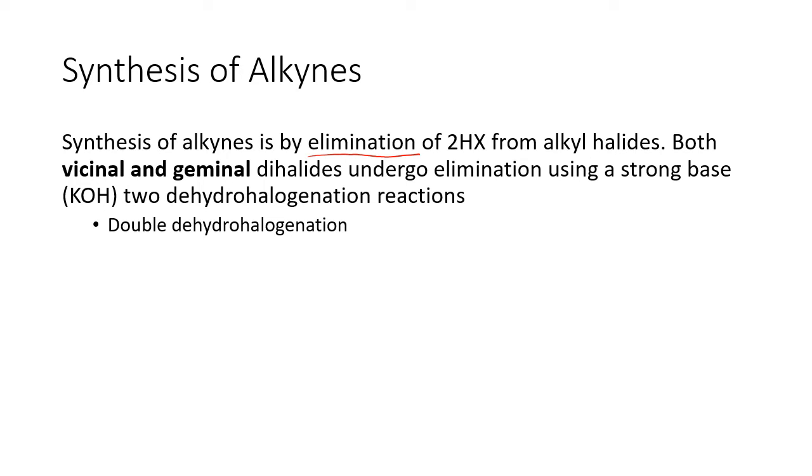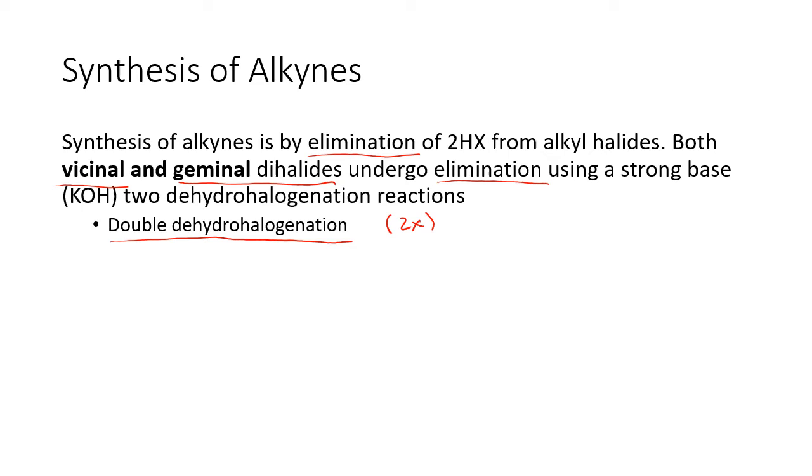So if we have either a vicinal or a geminal dihalide, those can undergo two successive elimination reactions when we use a strong base. This is often referred to as a double dehydrohalogenation because we lose a hydrogen and a halogen 2 times. That's why it's two successive ones.